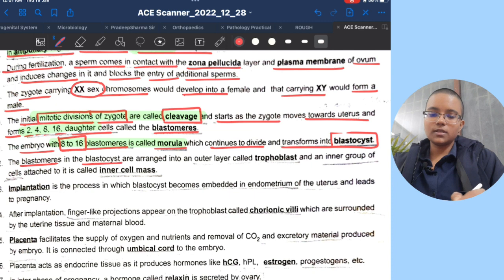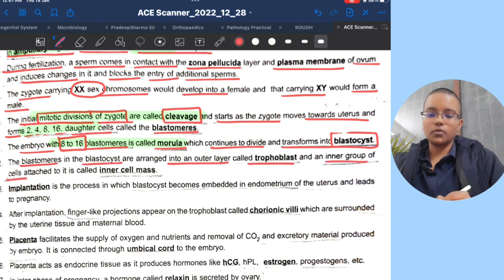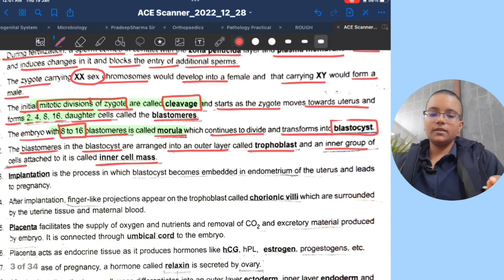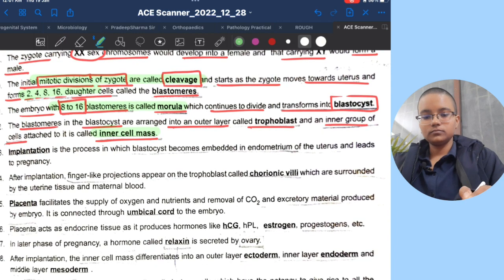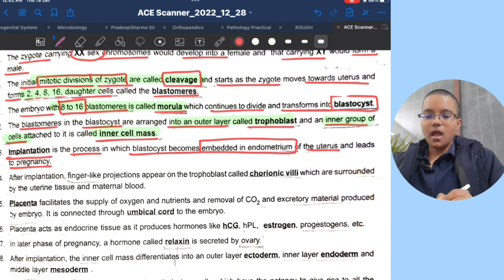The blastomeres in the blastocyst are arranged into an outer layer called the trophoblast and an inner group of cells attached to it called the inner cell mass. The inner cell mass will form the embryo. Implantation is the process in which the blastocyst becomes embedded in the endometrium of the uterus and leads to pregnancy.